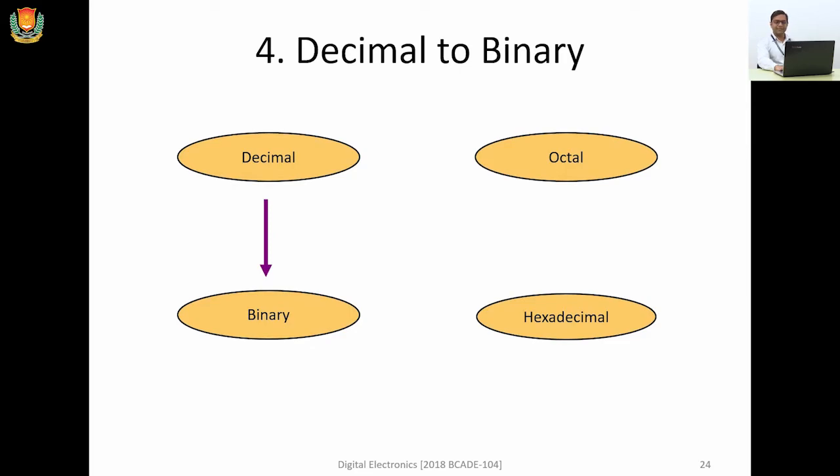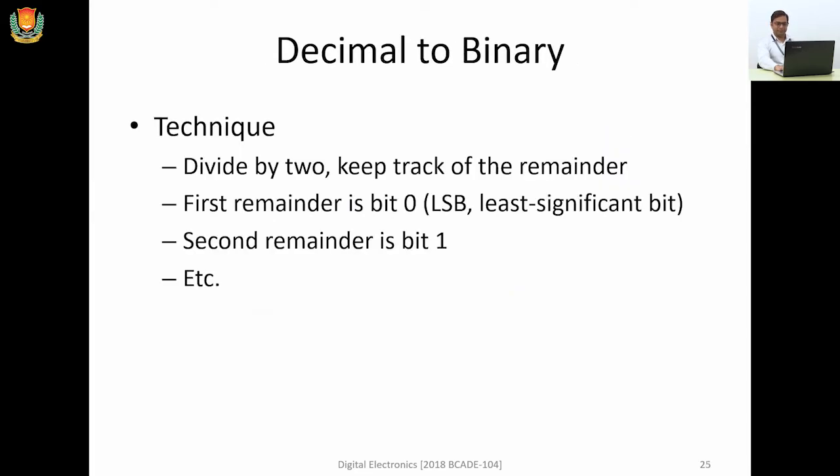First conversion is decimal into binary. To convert the decimal number into the binary number, we use the division method. Divide by the number and keep track of the remainders. We will see using an example. With the help of an example, it will be very easy.